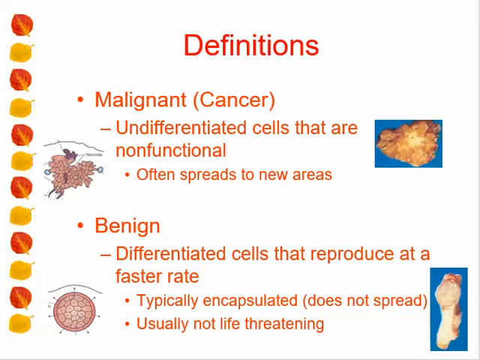Malignant tumors, the cells become undifferentiated and they become non-functional. They are growing at prodigious rates, but it's non-functioning tissue. It will break apart. It tends to not be encapsulated. It invades the surrounding tissues. It often spreads to new areas, either through the tissue into the next tissues, or via blood or lymph, etc. Again, we'll talk about this more. And these tend to be life-threatening.